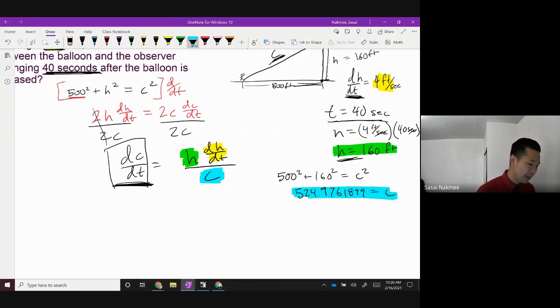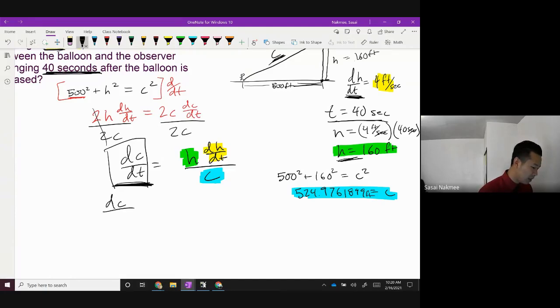Now I have every piece of information, right? I have no missing things. I can plug it all into here, and I'll be able to find out what the rate of change of the distance between the balloon and the observer is with respect to time. All right, so I'm going to plug that in. By the way, this is in feet.